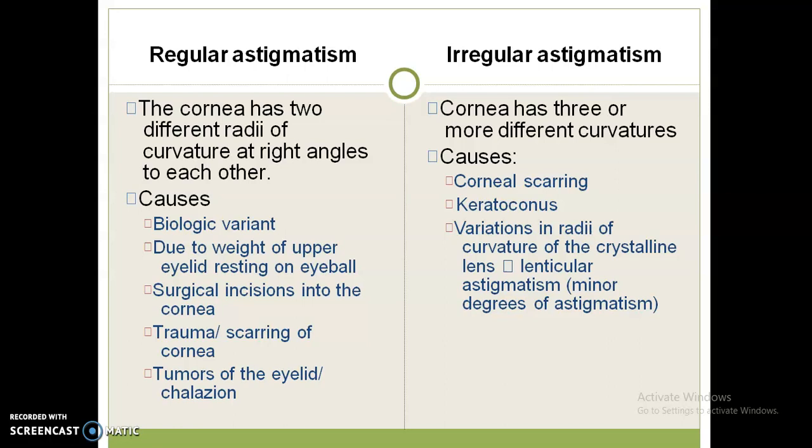In irregular astigmatism, the cornea has three or more different curvatures, and the causes are corneal scarring, keratoconus, and variations in radii of curvature of the crystalline lens, and lenticular astigmatism, minor degrees of astigmatism. These are the differences between regular and irregular. In regular, the cornea has two different radii of curvature at right angles to each other, and in irregular the cornea has three or more different curvatures.